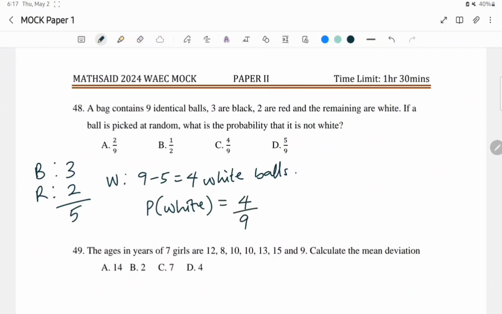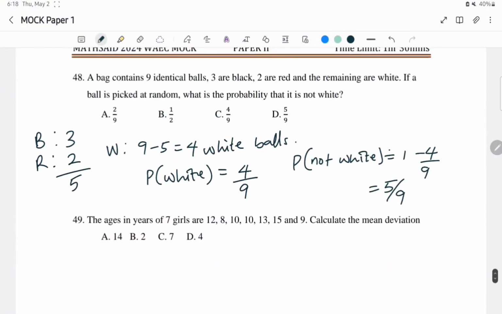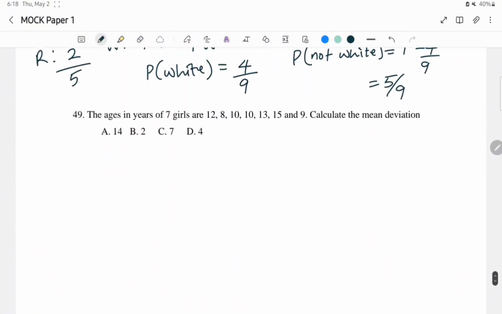Now the question says, what is the probability that it is not white? So it is the probability of not white, and that would be 1 minus 4 over 9, and that will give us 5 over 9. There's actually another approach, but let's just proceed.